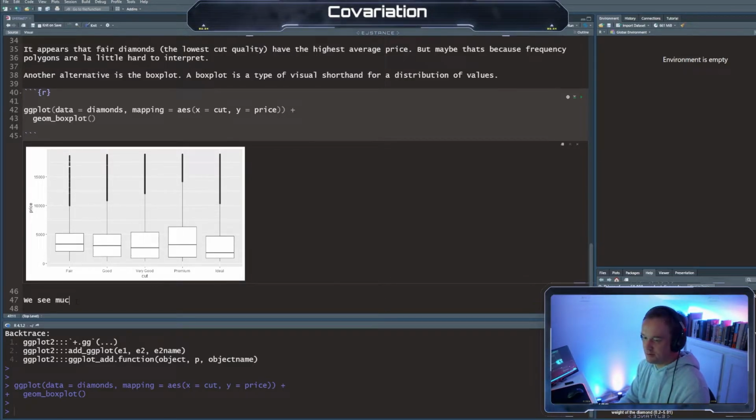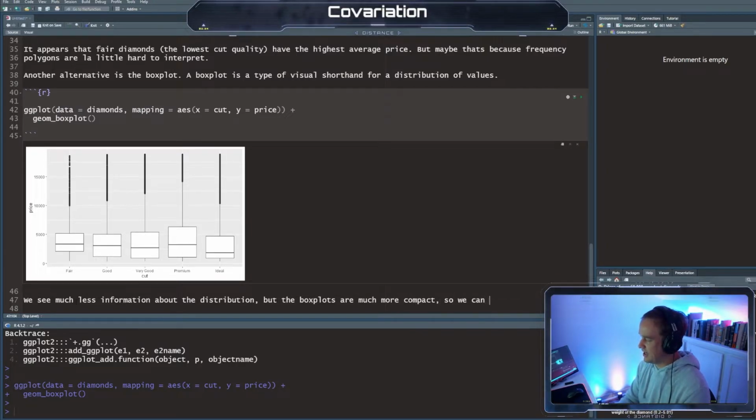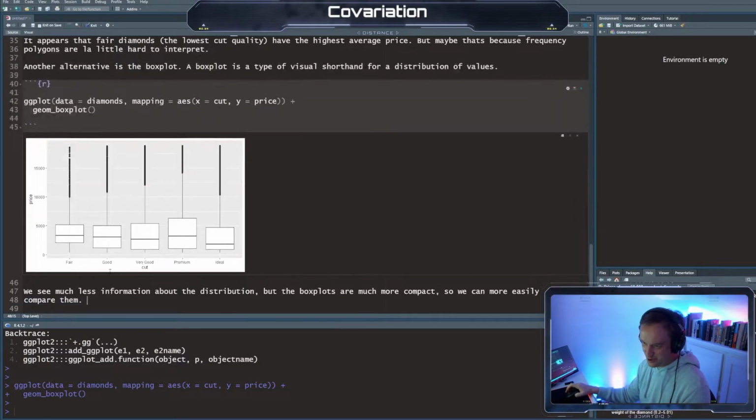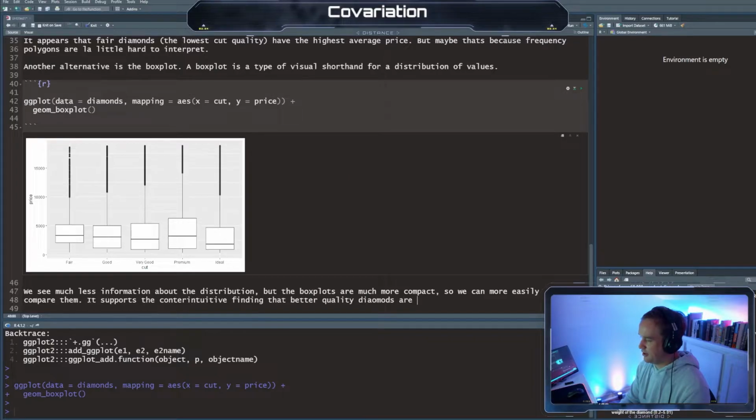So we see much less information about the distribution, but the box plots are much more compact, so we can more easily compare them. So it's easier to compare this than it is this, where they're all overlapping, right? So you can kind of see where their averages are. So it supports the counterintuitive finding that better quality diamonds are cheaper on average.